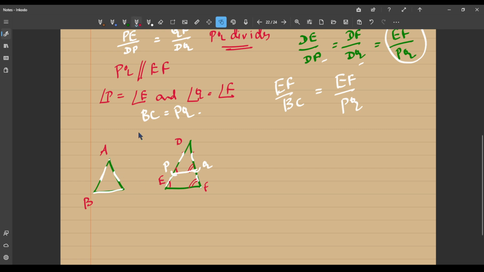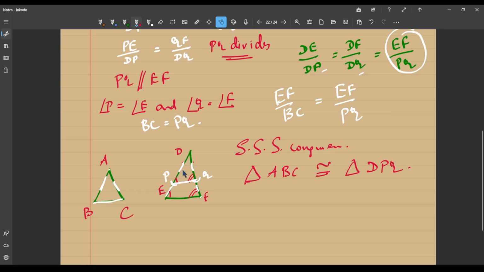This is C. So by SSS congruency, because all three sides are equal, you have triangle ABC is congruent to triangle DPQ, right? Because AB is equal to DP, AC is equal to DQ, and BC is equal to PQ, which we proved just now. We were waiting for this actually, right? That the third side also were equal. So these two triangles were congruent.